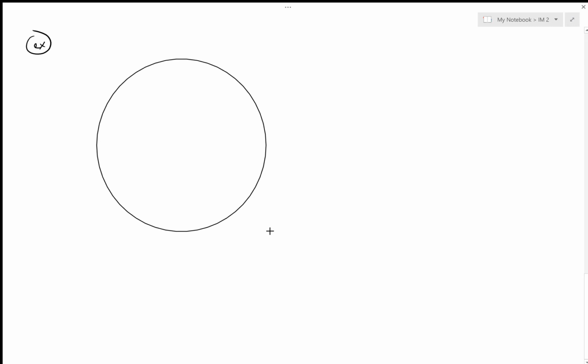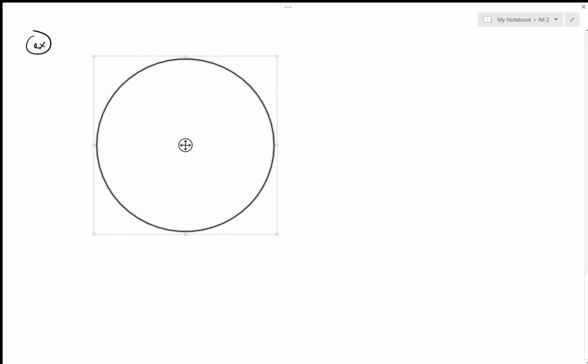More circles. And there's the center. All right. So this time we've got kind of like a kite shape in here.